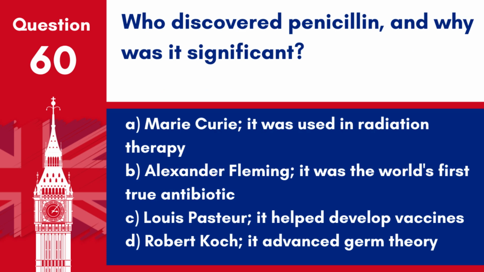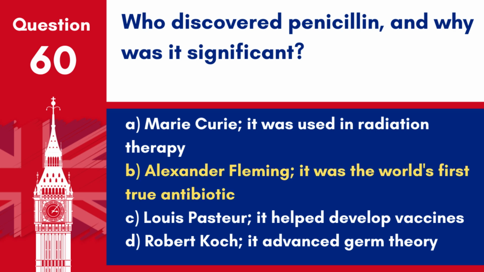Question 60. Who discovered penicillin, and why was it significant? A. Marie Curie. It was used in radiation therapy. B. Alexander Fleming. It was the world's first true antibiotic. C. Louis Pasteur. It helped develop vaccines. D. Robert Koch. It advanced germ theory.